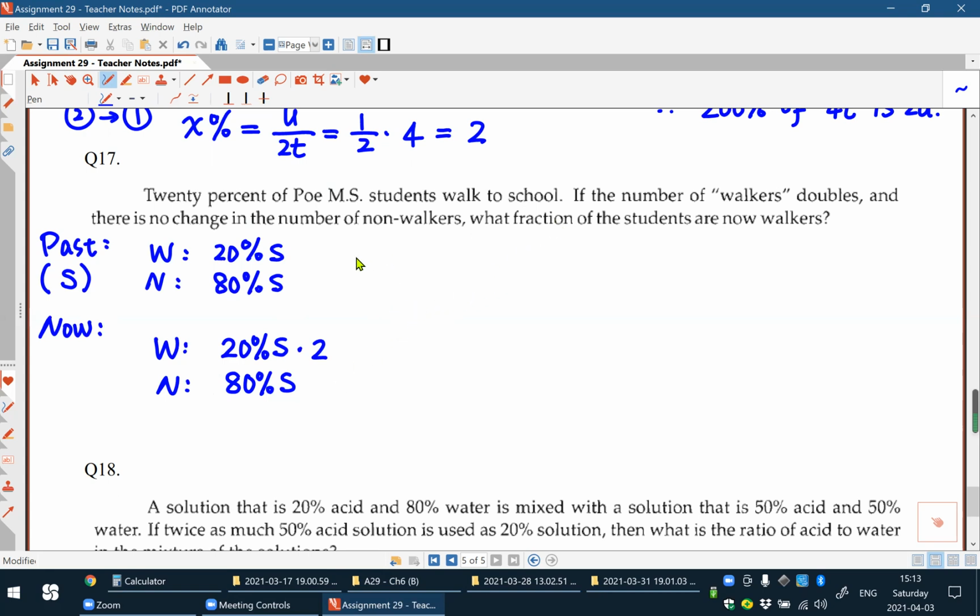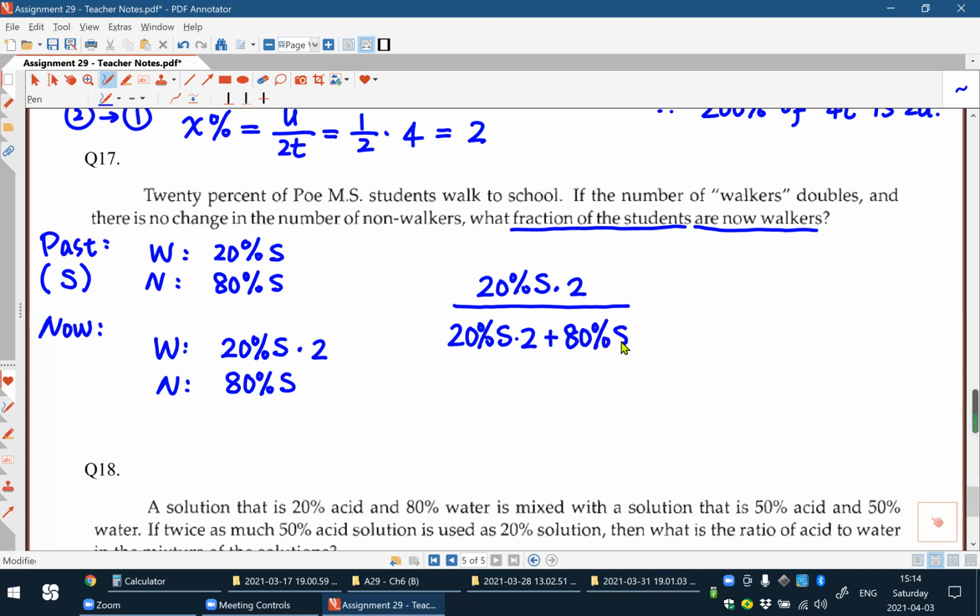So what do we want here? We want the fraction of the students who are walkers. Okay, so basically we want to know this fraction. This is the number of walkers, right? And the total number of students is the sum of walkers and non-walkers. Okay, so what is the ratio here? Numerator is 0.4, right? And note that we can cancel all the S here.